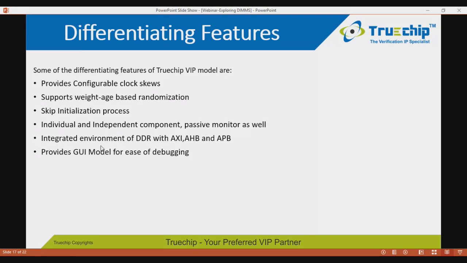Truechip provides the integrated model in which DDR is integrated with AXI for write and read transactions and AHB and APB for further configurations. This helps us to depict the SOC model and verify the controller as a DUT. The Truechip model also provides a graphical user interface for easy debugging.